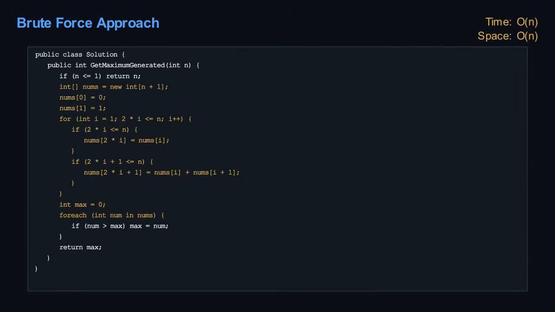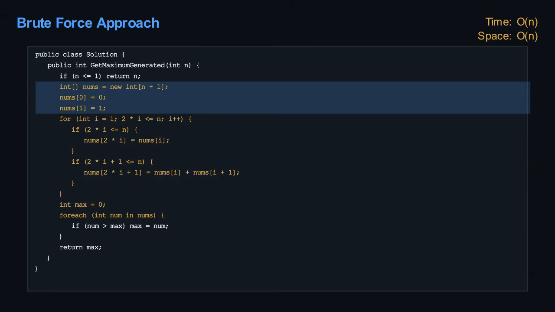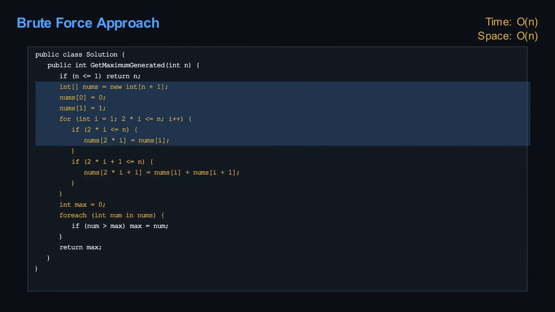A straightforward approach would be to simply follow the generation rules. We could initialize an array and then iterate, populating each element based on its predecessors. After the entire array is built, we then iterate through it again to find the maximum value. This works, but it's not the most efficient. We're doing two separate passes, one for generation and another for finding the maximum.